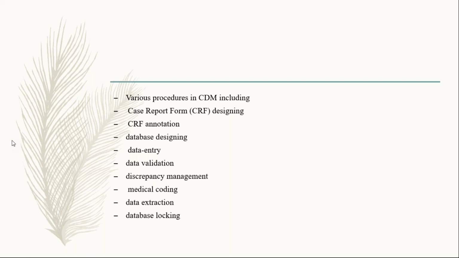Then database locking is the final step, where all the data is entered, and once validation and any discrepancy, everything, is managed, then it will be locked. And after database locking is done, again we cannot change the data that is entered. There will be authorized persons who will be doing this database locking also. Then once database locking is done, data extraction is done, where we use the data for statistical analysis for preparing the result. So that is data extraction.